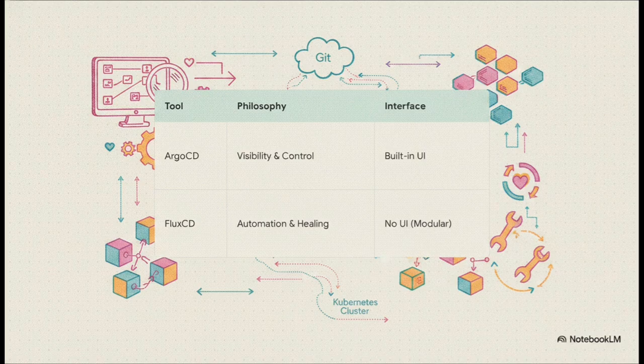ArgoCD focuses heavily on visibility and control. It gives you this really robust built-in user interface so you can easily visualize your application state. FluxCD, on the flip side, really leans hard into modularity, automation, and self-healing. By default, Flux actually has no UI at all. It relies on a set of separate, highly specialized controllers, like a source controller, a Helm controller, and each one just does its one specific job exceptionally well. Choosing between them really just comes down to what your specific infrastructure team values most.